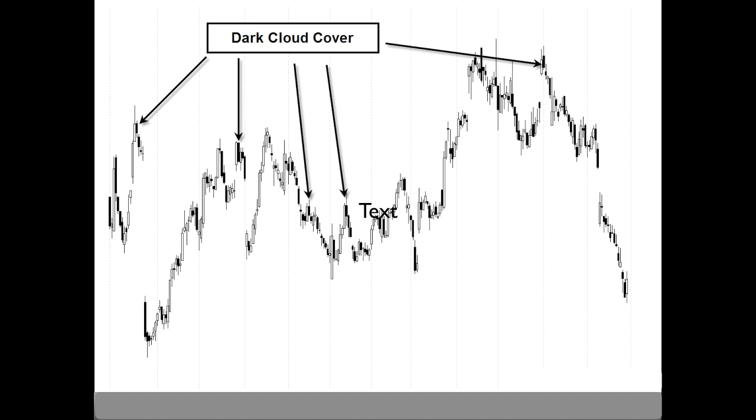Alert bullish traders can use this formation as an early indication to take profits before a more dramatic profit-draining downturn occurs. Bearish traders can also take advantage of earlier entry points in short trades before the lion's share of the downturn has occurred.